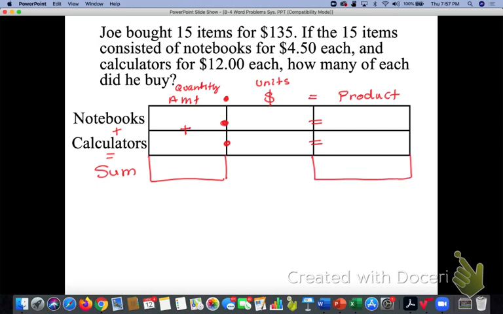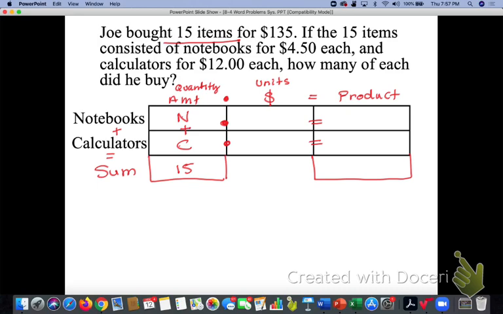Okay? So, do we know how many notebooks we have? Nope, doesn't tell us. Do we know how many calculators? It doesn't tell us. Do we know how many total items we bought? Yes, they're telling us we bought 15 items. So we don't know how many notebooks, so we call it N. And we don't know how many calculators, so we call it C. Okay? And the total quantity of both is 15. So notebooks plus calculators equals 15.